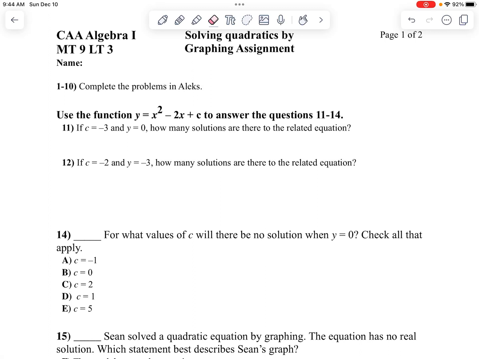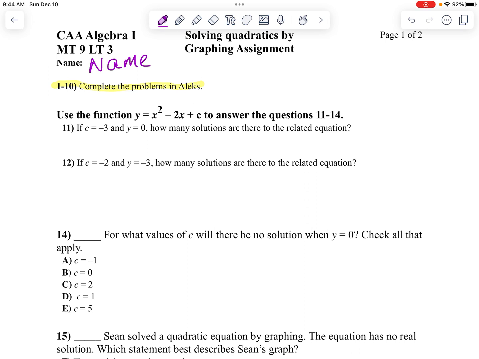Let's take a look at your LT3 assignment. Before I forget, don't forget to put your name on the assignment. And do questions 1 through 10 in ALEKS either before you do the paper assignment or after. Really doesn't matter. Okay, on the first one, we're going to replace C with -3 and Y with 0.